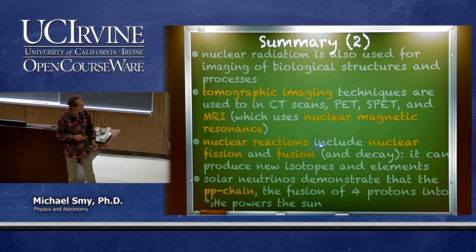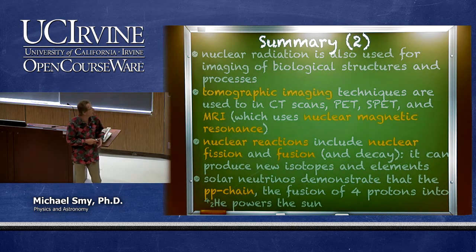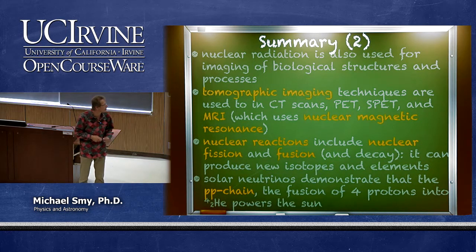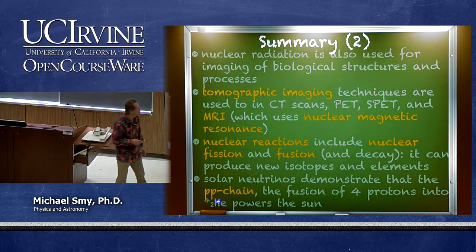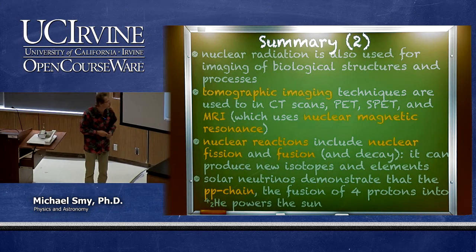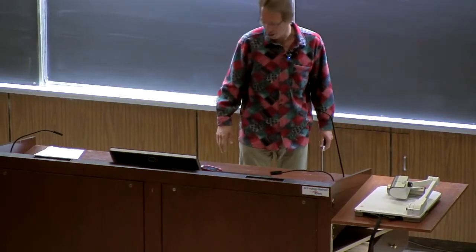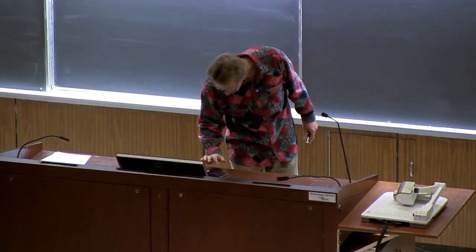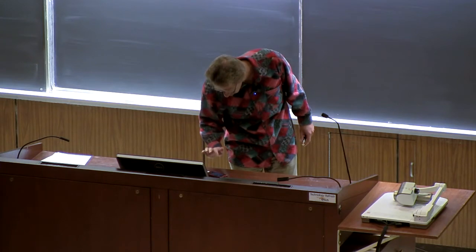So nuclear reactions include, among other things, other than decay, nuclear fission and fusion, and they can produce new isotopes and elements. And finally, solar neutrinos demonstrate that the pp chain, the fusion of 4 protons into helium, is what powers the sun. Let's now review the rest of the class, and I start all the way at the beginning.